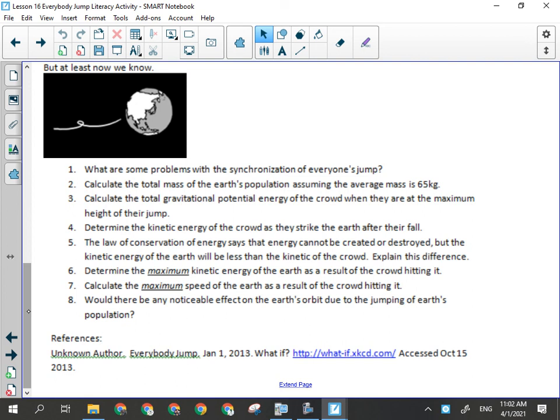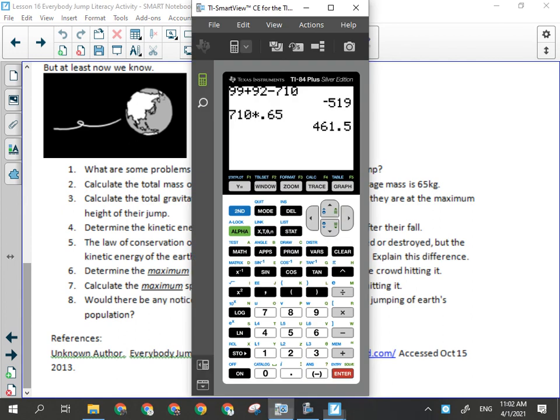Okay. Calculate the total mass of the Earth's population, assuming the average mass of a person is 65 kilograms. Okay, so 65 times. And we'll just go with 7 billion. We'll say 7 billion.